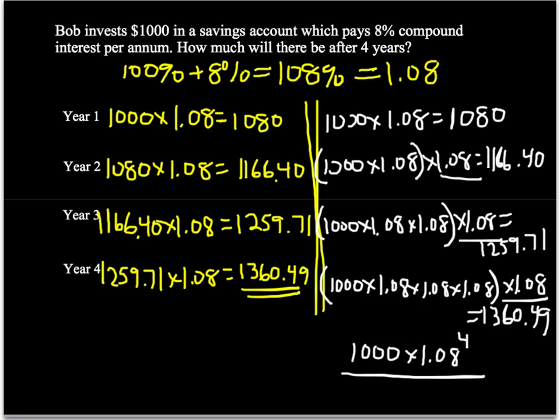Now, there is a formula that you may see. I particularly don't like the formula. I think if you understand how this works, then there is no need for the formula at all. But frequently, you're going to see the formula, and you might see it written like this.